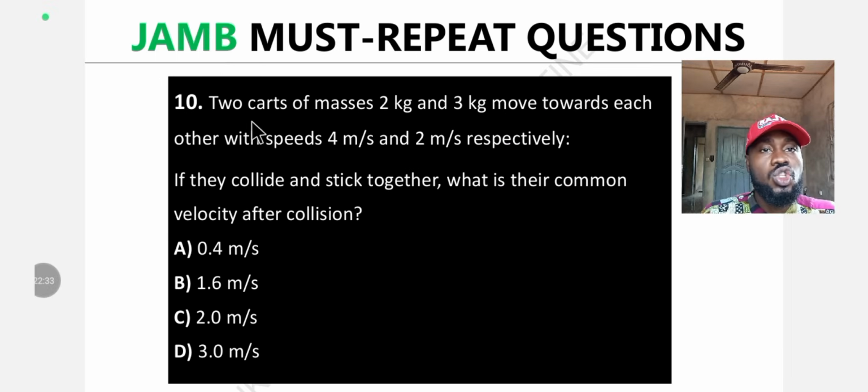Question 10. Two carts of mass 2 grams and 3 grams move towards each other with speeds 4 meters per second and 2 meters per second respectively. When you say respectively, it means the first speed is for the first mass, and the second speed is for the second mass. If they collide and stick together, what is their common velocity after collision? Is the answer A, 0.4 meters per second? B, 1.6 meters per second? C, 2.0 meters per second? D, 3.0 meters per second?